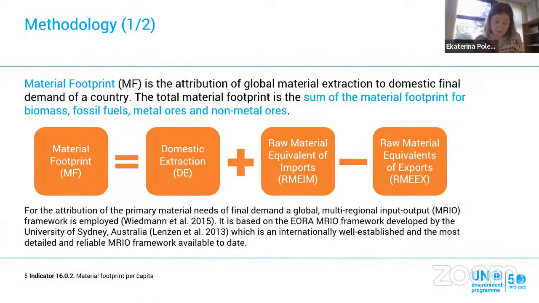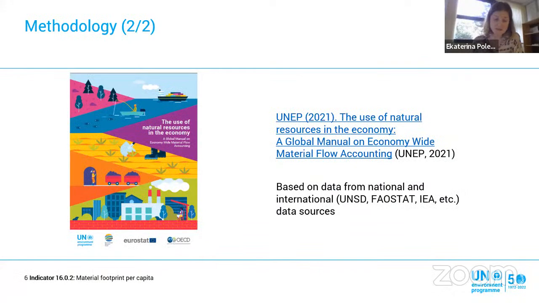Material footprint is the attribution of global material extraction to domestic final demand of a country. The total material footprint is the sum of the material footprint for biomass, fossil fuels, metal ores, and non-metal ores. It's calculated as domestic extraction plus raw material equivalent of imports minus raw material equivalent of exports. For the attribution of the primary material needs of final demand, a global multi-regional input-output framework is employed. Next slide, please. The methodology for the indicator was developed and published by UNEP in 2021.